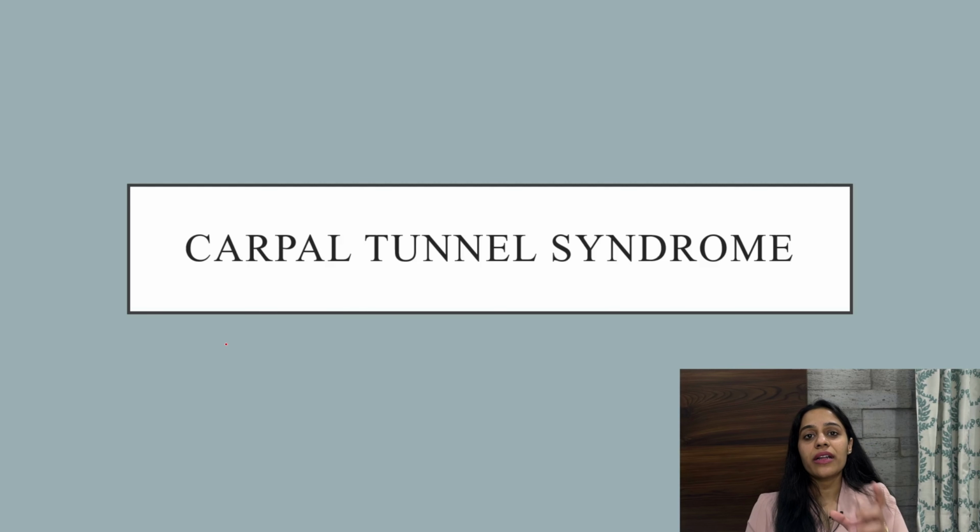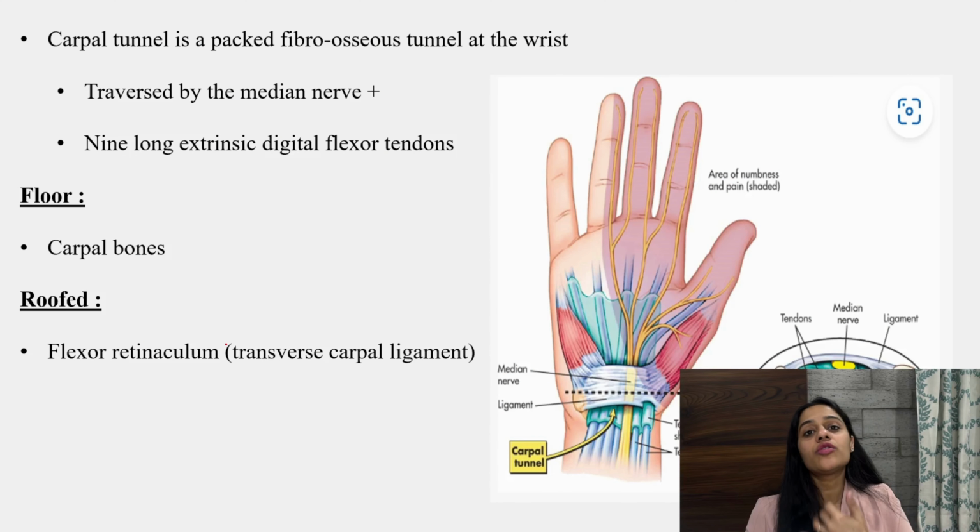So coming to today, I'll be covering mainly about median nerve. So two important syndromes associated with median nerve are carpal tunnel syndrome and pronator syndrome. Carpal tunnel syndrome is the most common syndrome and most commonly the nerve which gets compressed is median nerve in carpal tunnel. So before going to the syndrome, you should know what is carpal tunnel. Carpal tunnel is a fibro-osseous tunnel which is present at the wrist. Okay. Median nerve passes under this fibro-osseous tunnel.